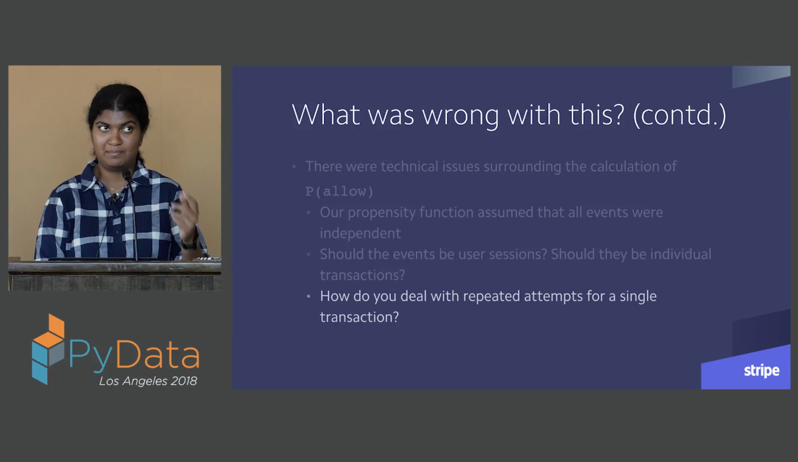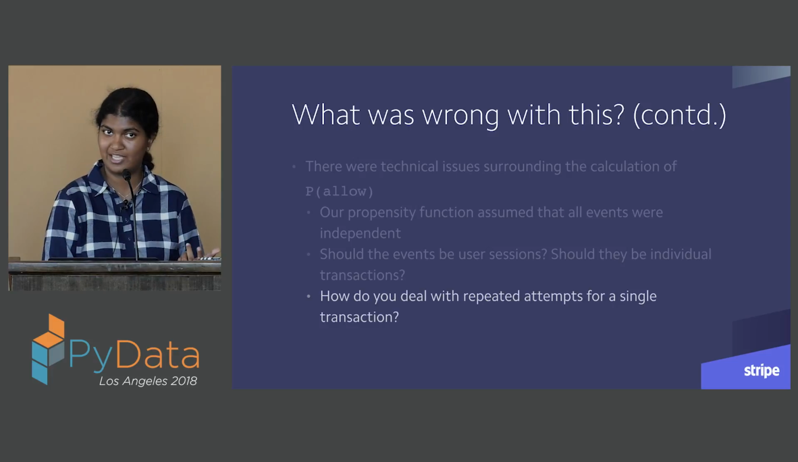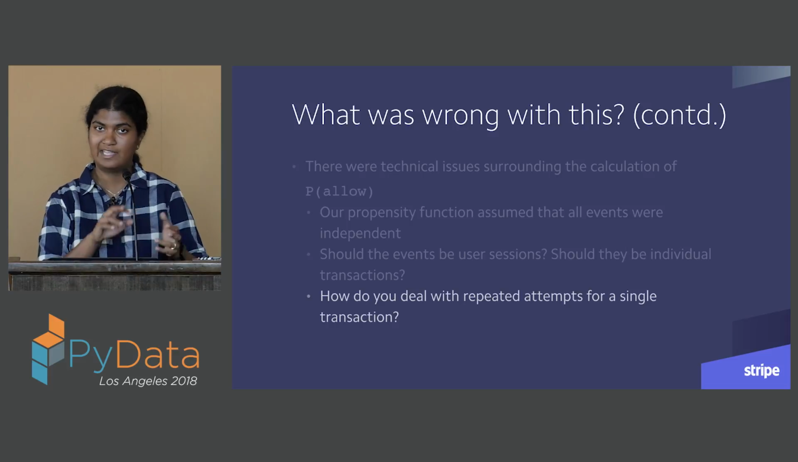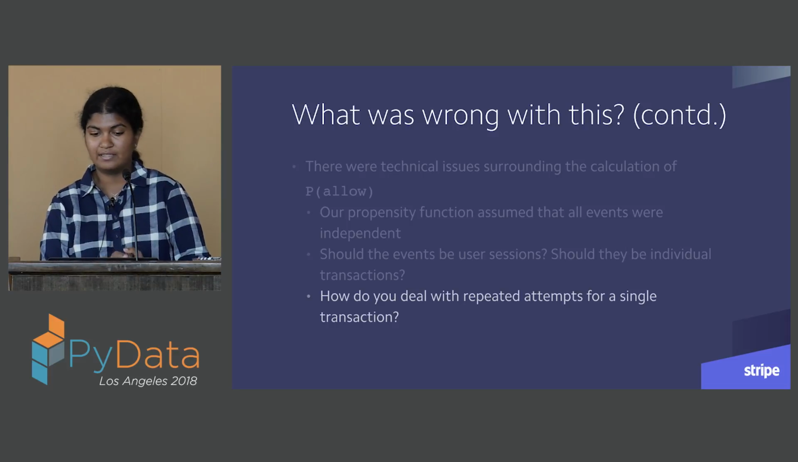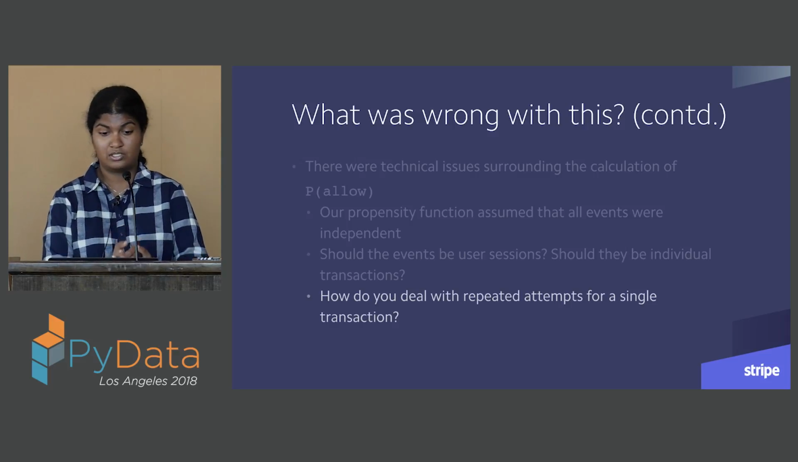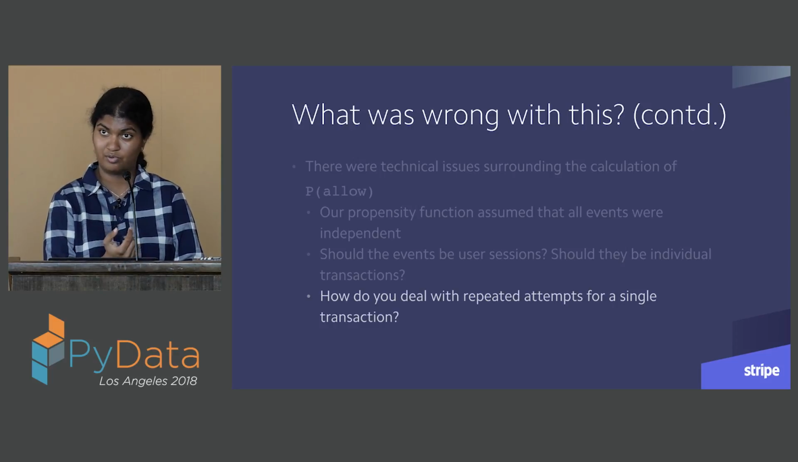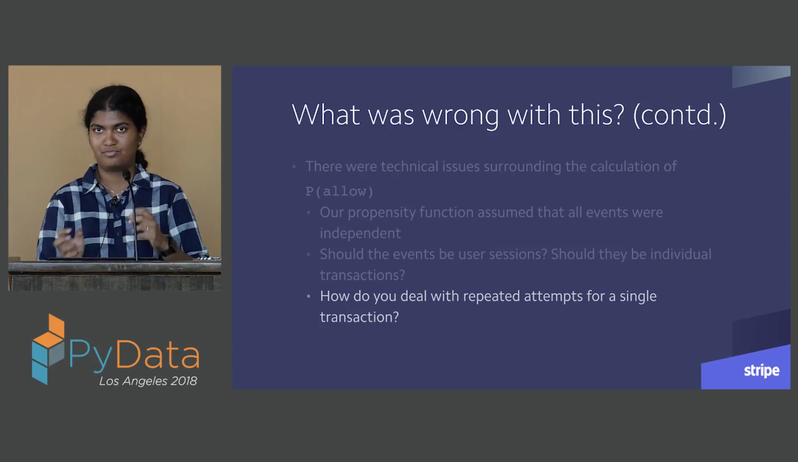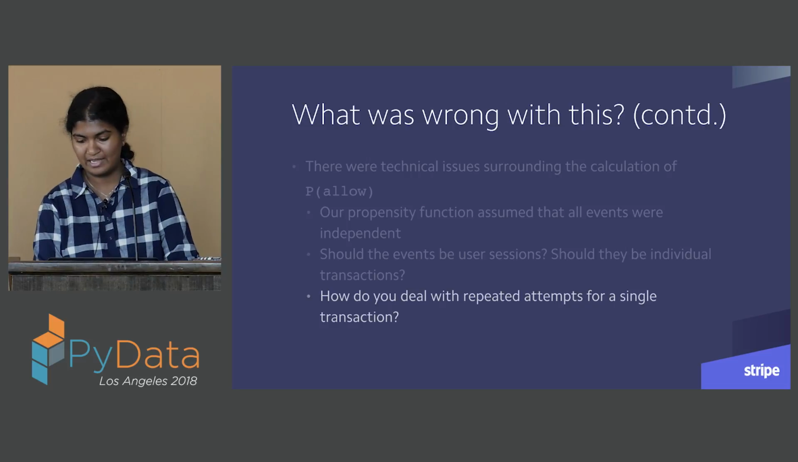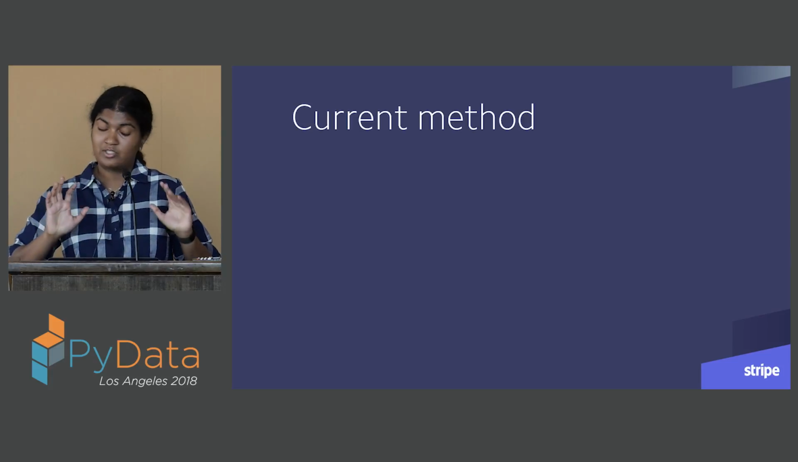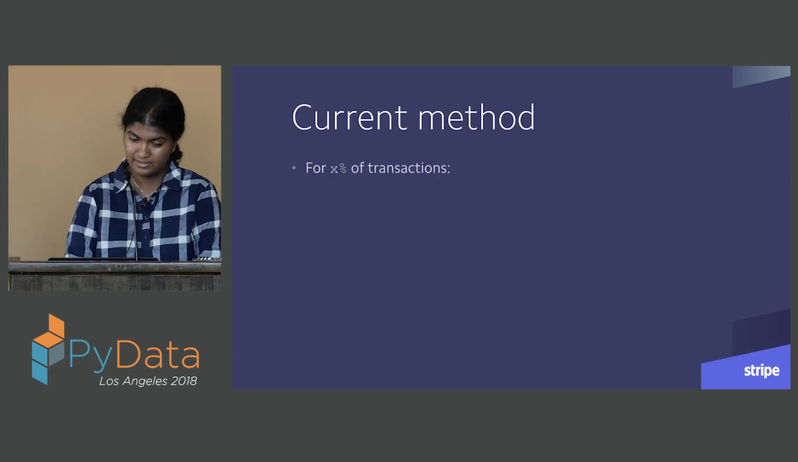How do you deal with people who are repeatedly retrying the same transaction, where let's say the first time they try, there's a typo in how they entered their name or their CVC, and then the next time they try again and they get it right? Should both of those have the same probability? Because the function deterministically generates the same p allow for every event, but you need to actually have confidence in the independence of your events for this to work. And we didn't really have confidence at the end of the day. So we tried something new, and this is what we do today.